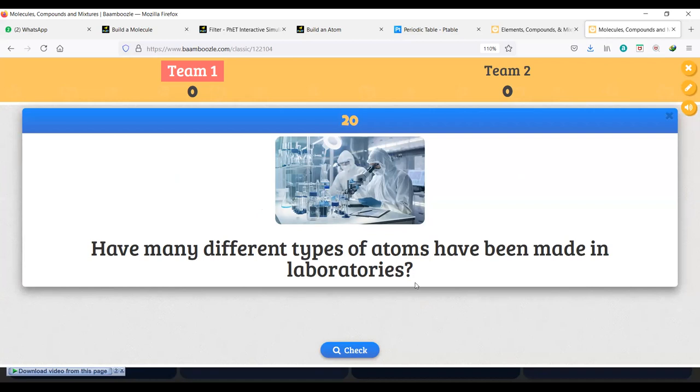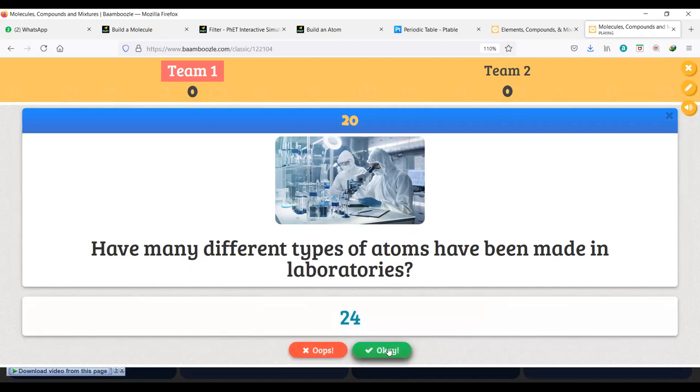Okay, I think you don't know this information. How many different types of atoms have been made in laboratories? Do you remember the number of elements we have in the periodic table, Yasin? I think it was 118. Okay, 118. 94 of them are naturally found. We can naturally find them. The rest, we can prepare in the laboratories. So you are going to subtract, 24. Yes, so they are 24 elements. Very good. So we have 24 elements that we can prepare in the laboratories.